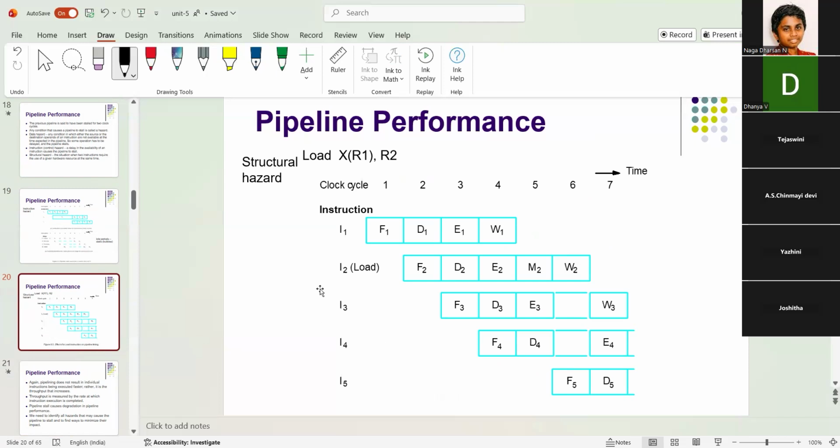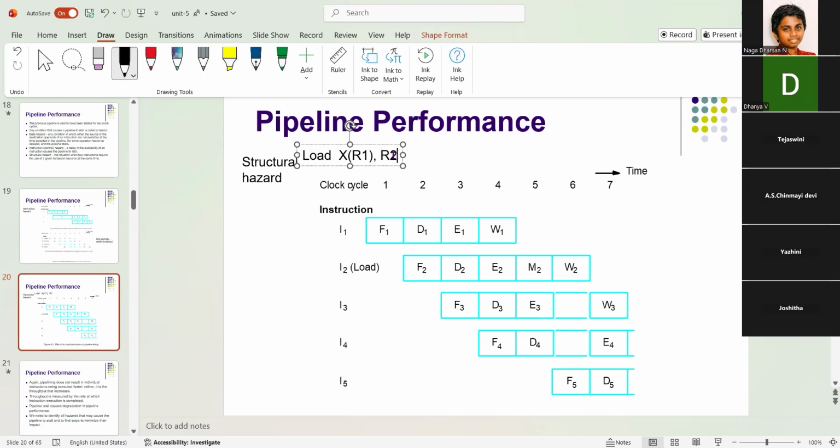Okay, so now if you had to look into this, what does this example say? Load x r1 comma r2. So what will you essentially do? From r2 you're loading it to r1, whatever the data in the r2 register, you're loading it to the r1 register. So first, what will r1 r2 do?